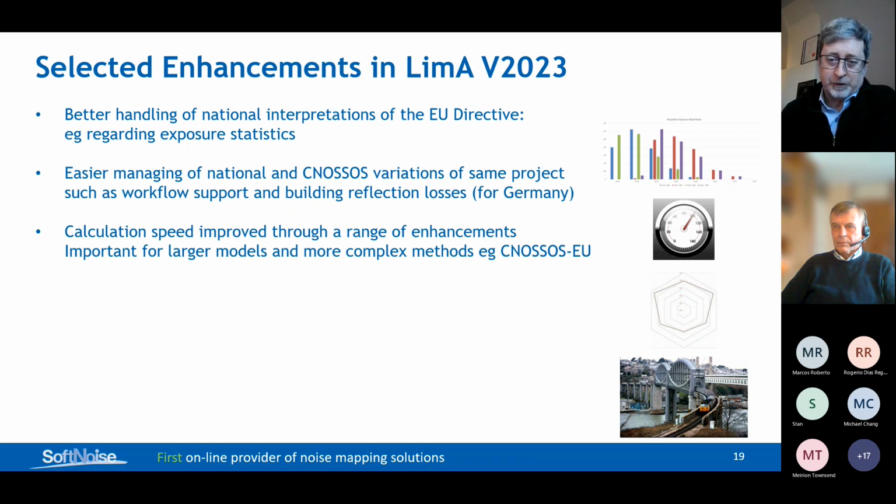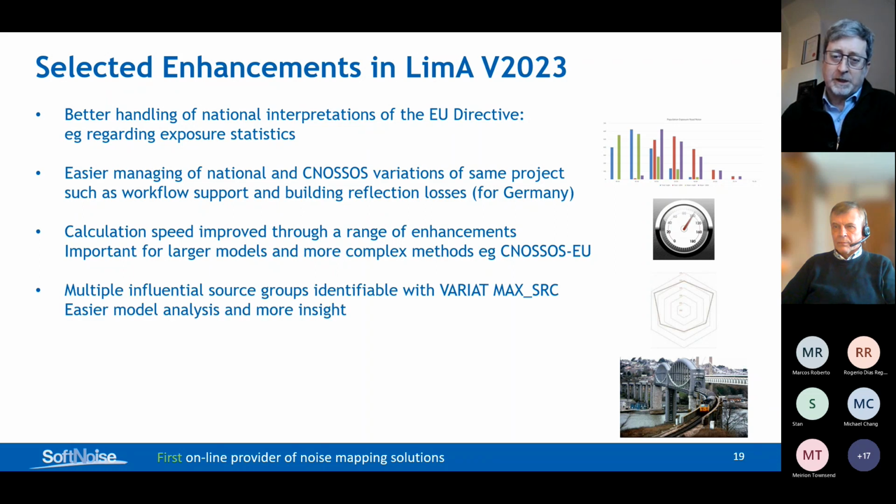Calculation speed is also improved through a range of enhancements, and this is particularly important for larger models and for more complex methods such as the Cnossos method. In addition, it's possible to look at a number of groups' influence on receiver points on facades, using the Barrett Max Source function, and that gives you an easier model analysis and more insight.